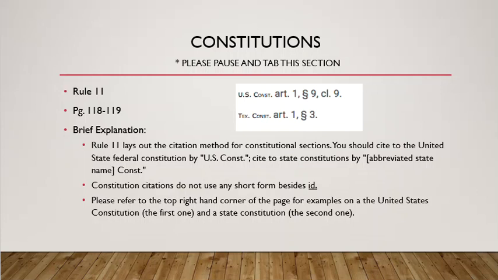A brief explanation of constitutions is that Rule 11 lays out the citation method for constitutional sections. You should cite to the United States Federal Constitution by using U.S. space Const. Cite to state constitutions by abbreviating the state name, followed by Const. Constitution citations do not use any short form besides Id. Please refer to the top right-hand corner of the page for examples of the United States Constitution citation and a state constitution following.